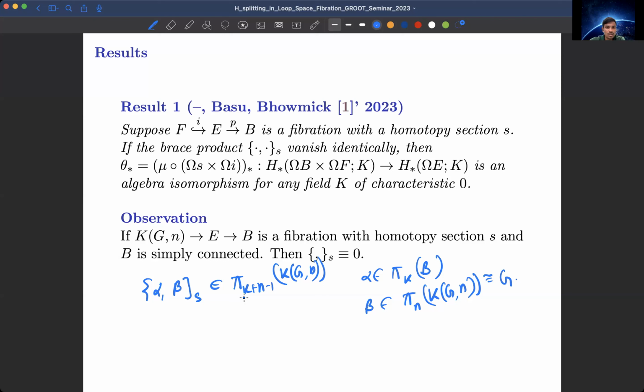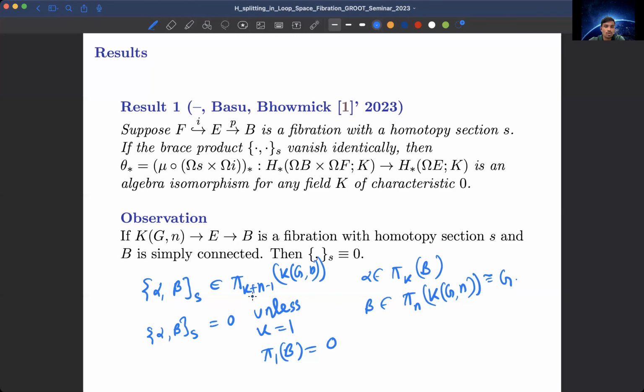But this is 0 unless this k plus n minus 1 is exactly equal to n. And if that is n, then k should be equal to 1, right? So S is non-zero unless, or I should say the other thing, so it's 0 unless k equals 1. But for k equal to 1, this pi 1 of B, as B is simply connected, that is also 0.